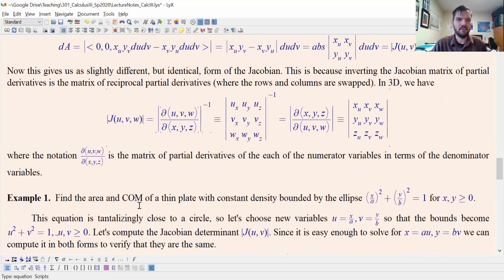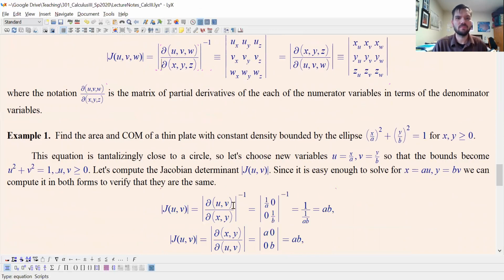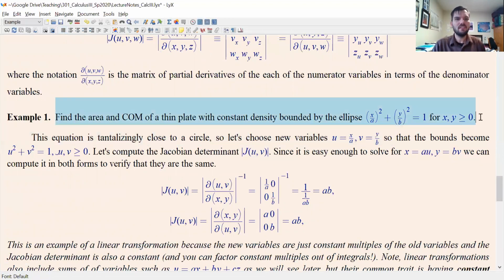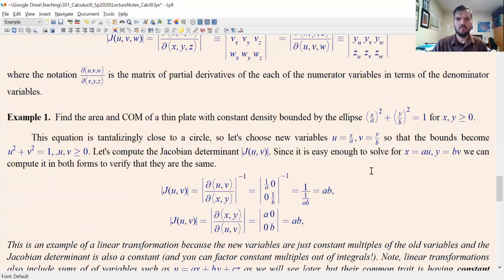Okay, now I want to do one example just to flesh out this idea and see some of the beautiful properties when we have linear transformations. So our first example, I want to find the area and center of mass of a thin plate with constant density bounded by the ellipse x over a squared plus y over b quantity squared equal to 1 for x and y greater than or equal to 0. So this isn't the full ellipse, this is actually a part of the ellipse.